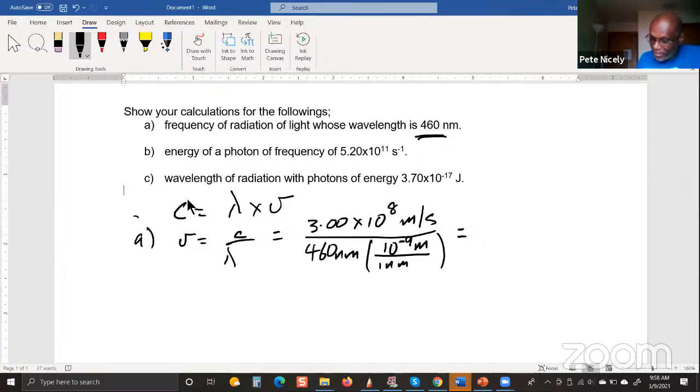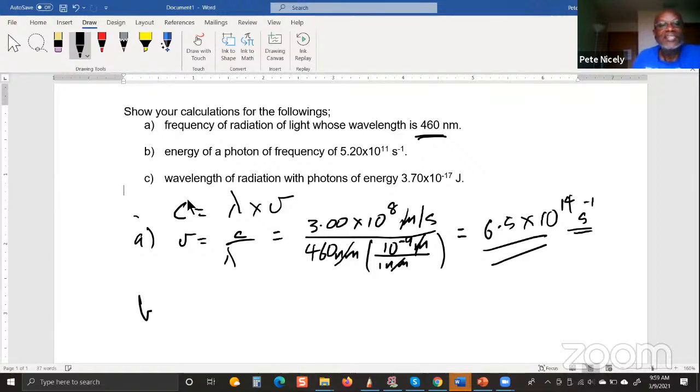It's 3 times 10 to the 8 divided by 460 times 10 to the minus 9. According to my calculation, this works out to be six, how many sig figs? Two sig figs, so 6.5 times 10 to the 14. The units would be seconds to the minus one, because the nanometers and meters cancel, so we end up with second to the minus one as the final unit. That's basically how you do the A part.